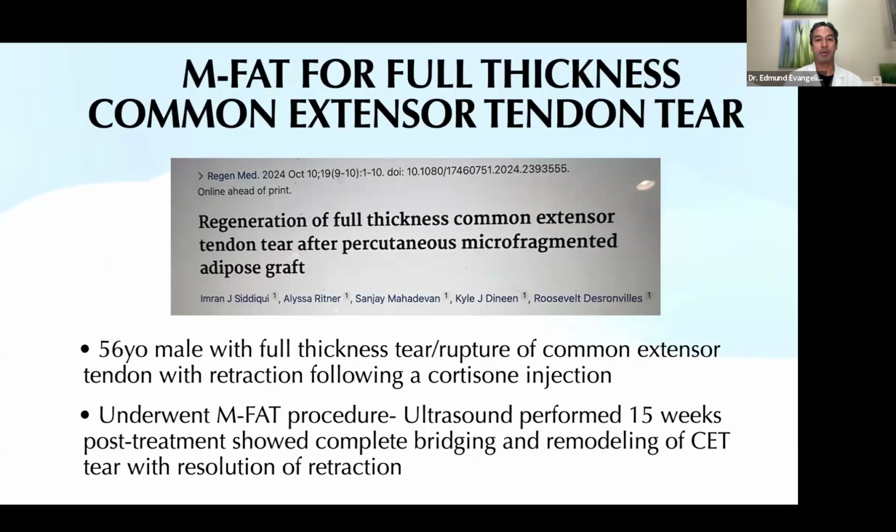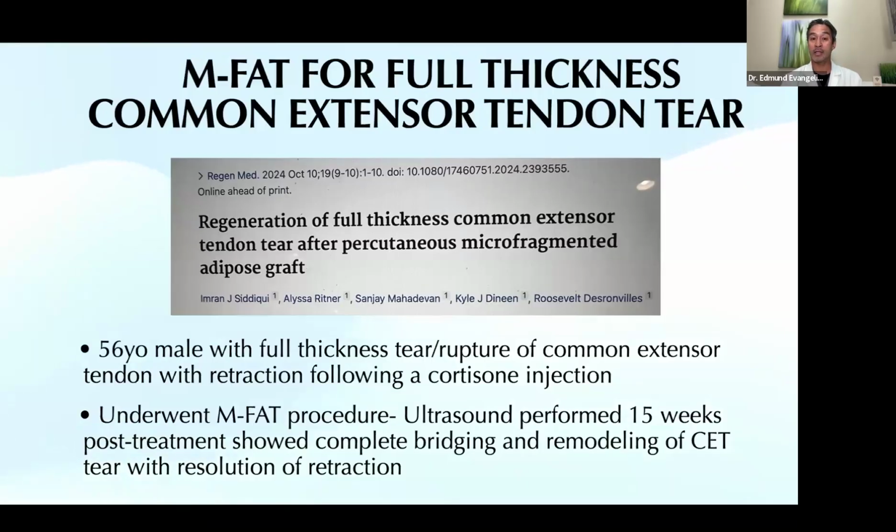Next, another case report published just last month, October 2024. This was using MFAT for a full thickness common extensor tendon tear. This author reported a patient, a 56-year-old male with a full thickness tear or rupture of the common extensor tendon with retraction, meaning it had completely ruptured off the attachment point and retracted. And apparently it happened following a cortisone injection. We know that cortisone carries that potential risk of causing tearing and potential rupture of tendons.